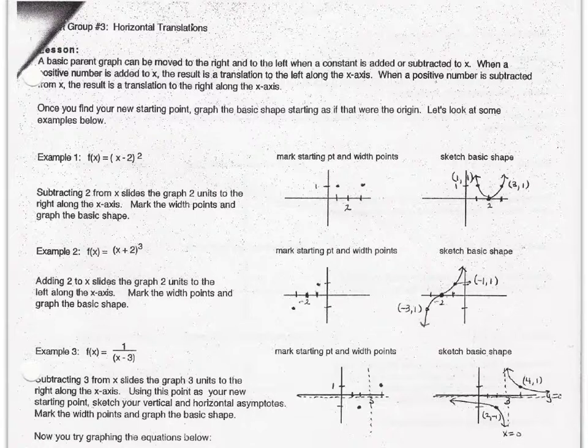Okay, with horizontal translations, the big thing you can see is how there's parentheses with the x. So if you add or subtract, and that affects the x, so it's on the inside with the x, you either move it to the left or to the right. And if you look at the very top here, when a positive number is added to x, the result is translated to the left along the x-axis. So it's kind of the opposite. When a positive number is subtracted from x, the result is a translation to the right. So you would think it'd be the other way. You'd think if you would add, you would move to the right, but it's actually the opposite.